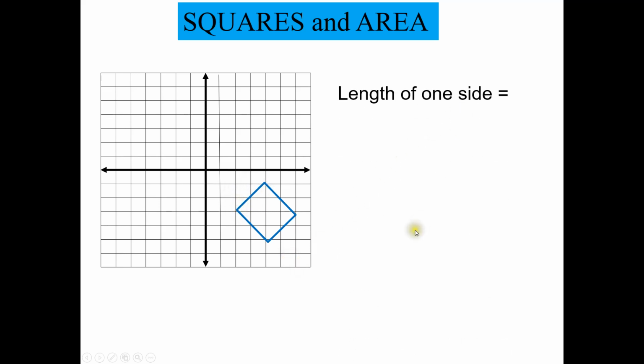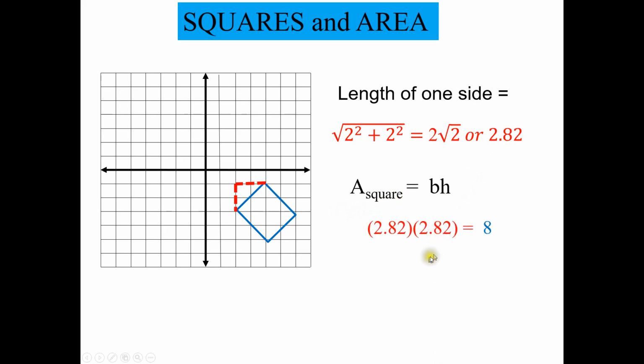So the length of one side is up 2 and over 2. So we use this. Square root of 2 squared plus 2 squared, the adding Pythagorean theorem, and that gives me 2 radical 2, or 2.82 if you want to round it. Okay, so the length of one side is 2.82. So if it's a square, all the sides are 2.82. Okay, so the square is base times height, so 2.82 times 2.82 is approximately 8. If I'd have multiplied this, it would have given me exactly 8.